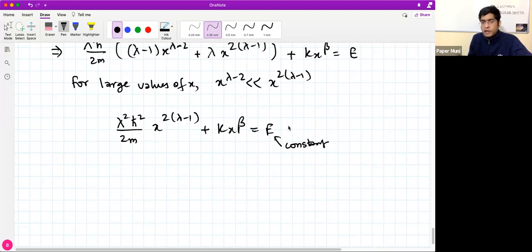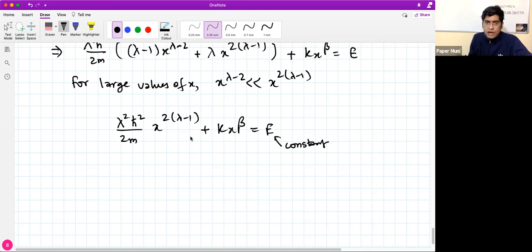All right, this quantity is a constant, E is constant, right? We did it in the Schrodinger equation in the beginning. E is a constant. Now if this has to be a constant, this side also has to be a constant. Now this side has to be independent of x.